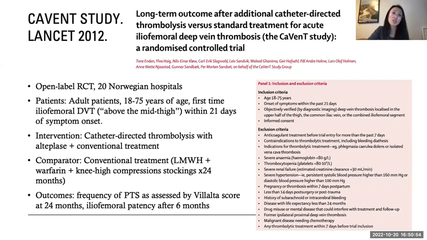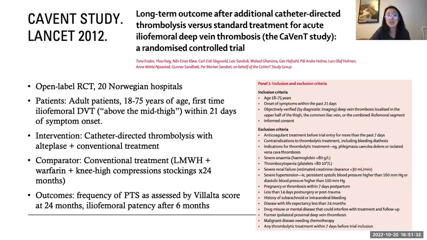The next study was also published in 2012, and this is looking at longer term outcomes, so 24 months as opposed to 6 months. They were looking at catheter-directed thrombolysis versus standard of care for acute iliofemoral DVT, so it had to be femoral or above. And this was looking at a Norwegian population. Conventional treatment, again, was just low molecular weight heparin and warfarin and compression stockings for 24 months. The primary outcomes were frequency of PTS at 24 months and iliofemoral patency at 6 months.